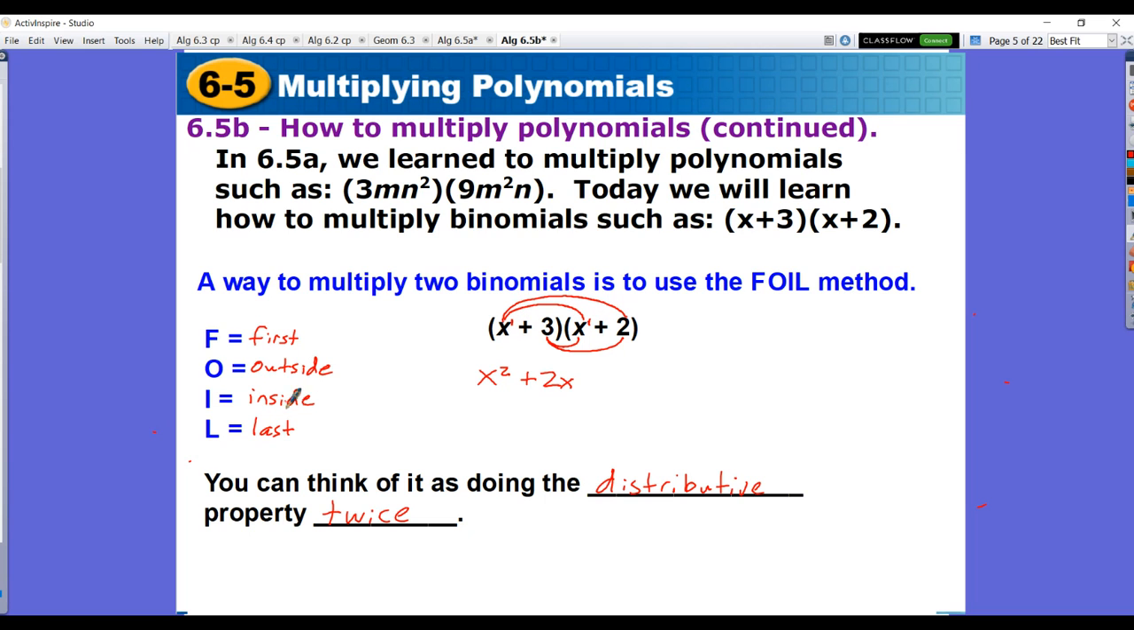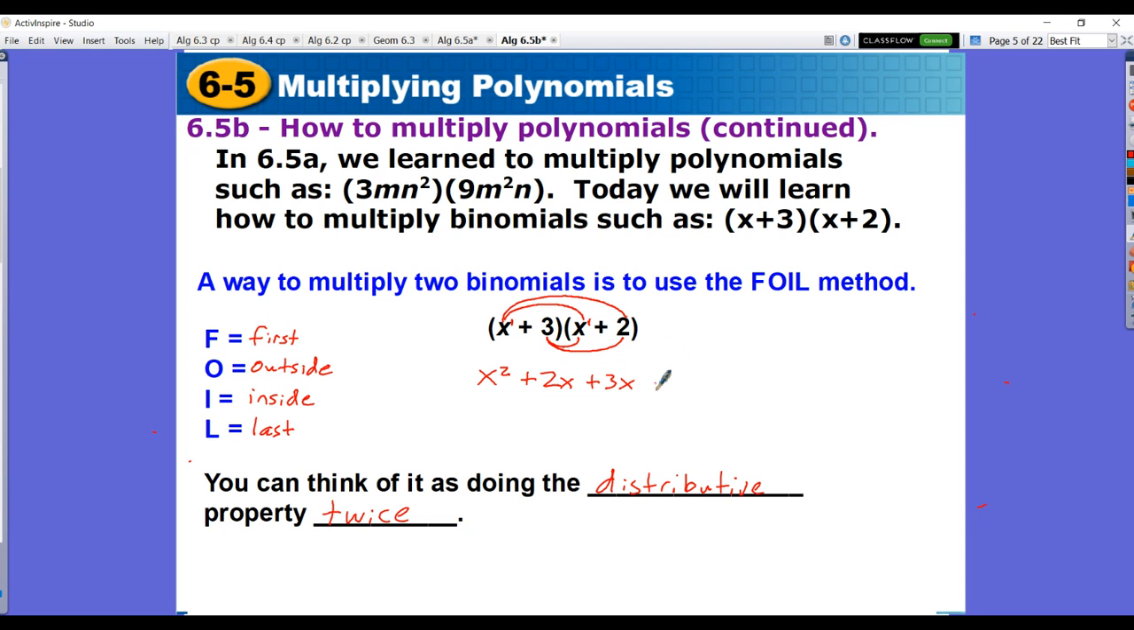Next, we're going to do the I, the inside, so we're going to take 3 times x, a positive 3 times x, so that's going to get me plus 3x. Now we're starting our distributive property with the 3, and the L is the last, so we have the 3, which is last, multiplied by the 2 over here, which is also last.